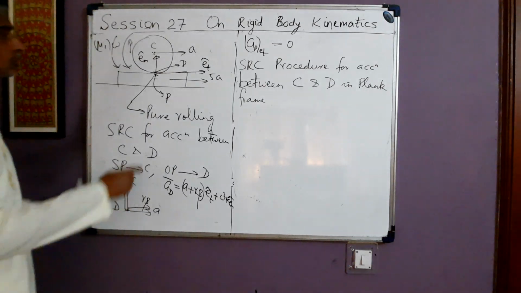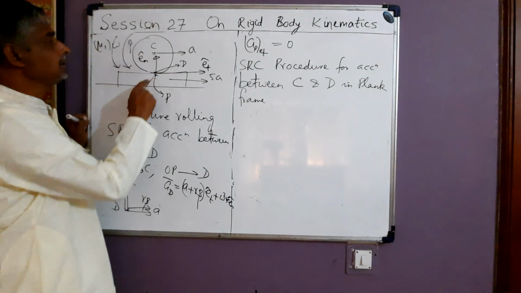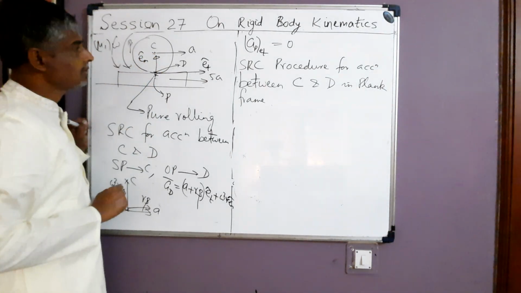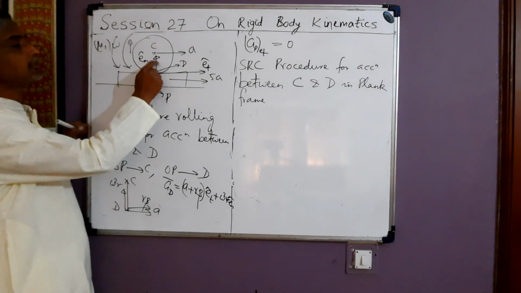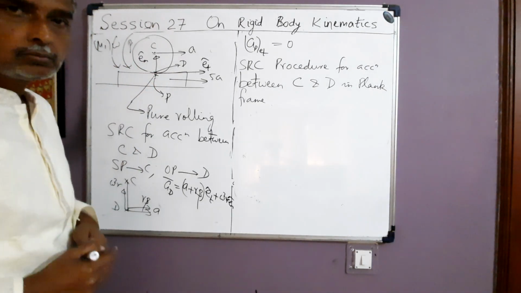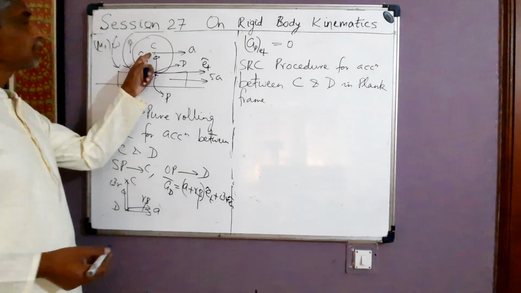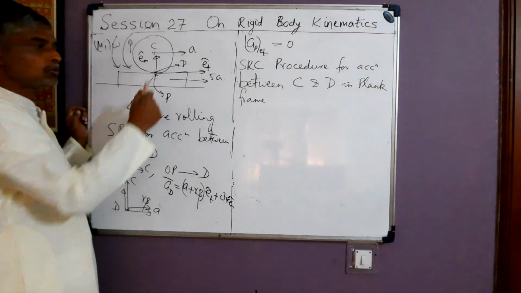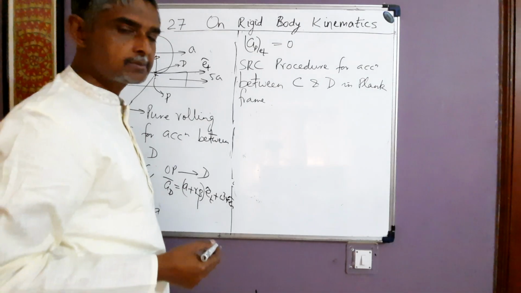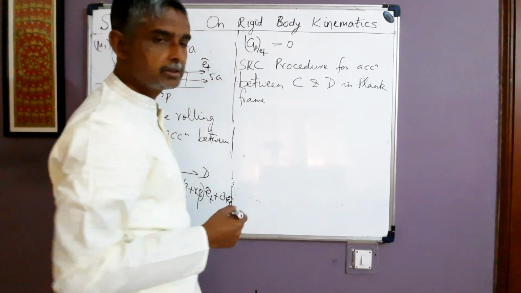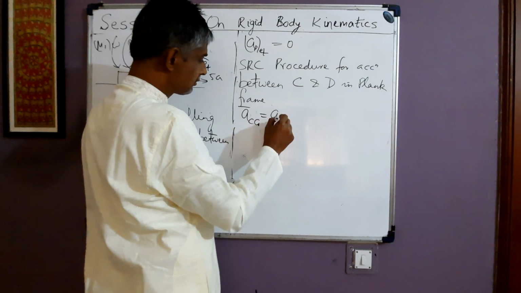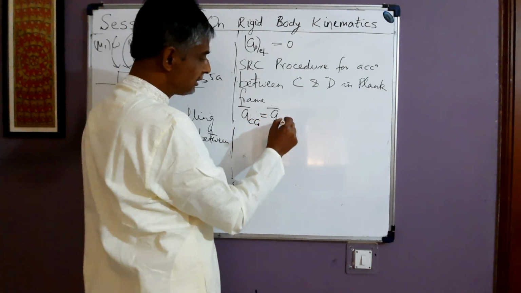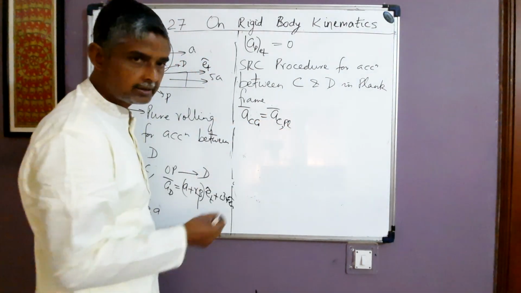So for that, first we must know the acceleration of C with respect to the plank frame. And we must also know the angular velocity and angular acceleration of the drum with respect to the plank frame. Both we must know. So first we have to determine the acceleration of the center C of the drum with respect to the plank frame. The plank translates with respect to the ground. So from the theory of translating frames, ACG is equal to ACPL, PL meaning plank.